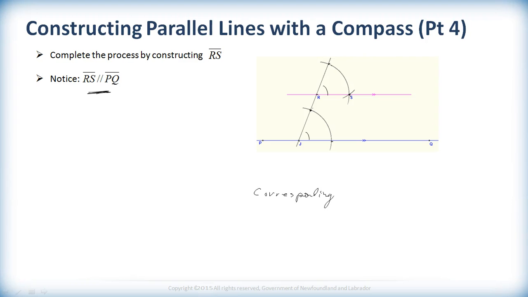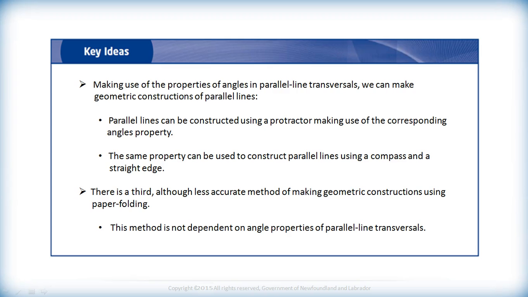And that's the same thing we were looking at before. As long as we keep those properties consistent using corresponding angles, what we've actually done is we've constructed parallel lines. Geometric constructions. A bit of a blast from the past, but it really helps us with understanding our corresponding angles. So making use of the properties of angles in parallel line transversals, we can make geometric constructions of parallel lines. So parallel lines constructed with a protractor or with a compass and a straight edge.